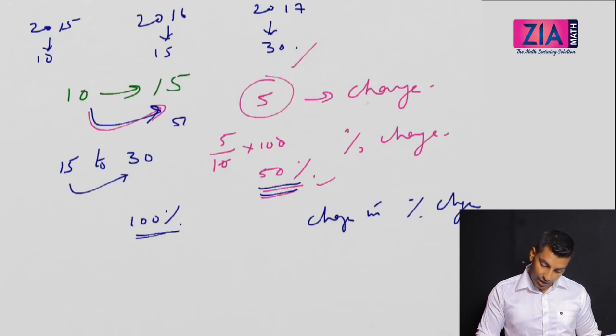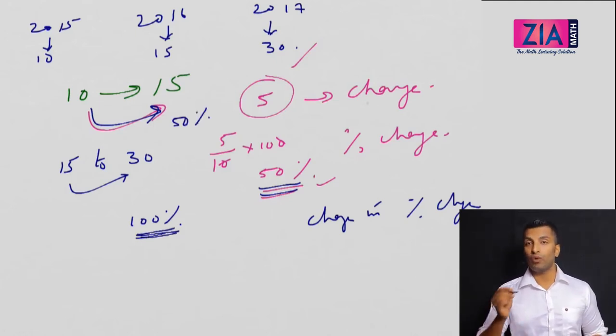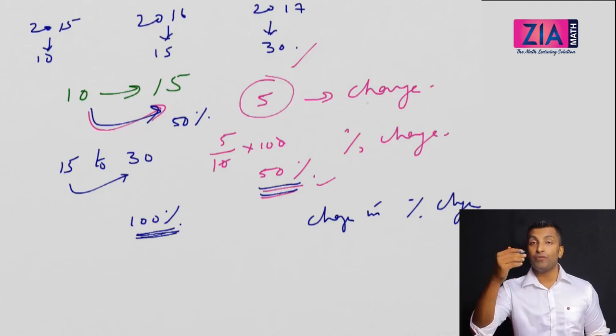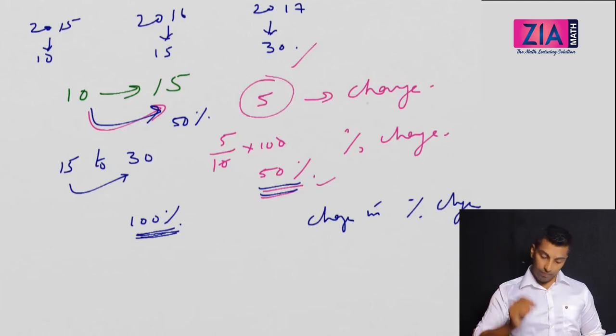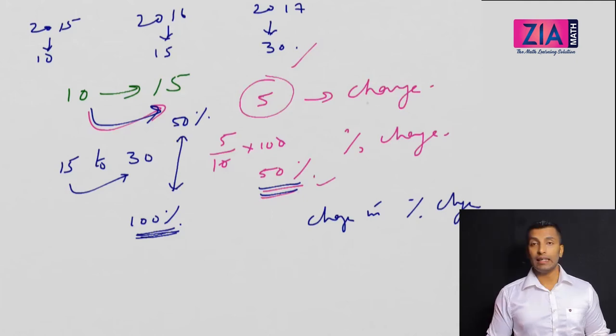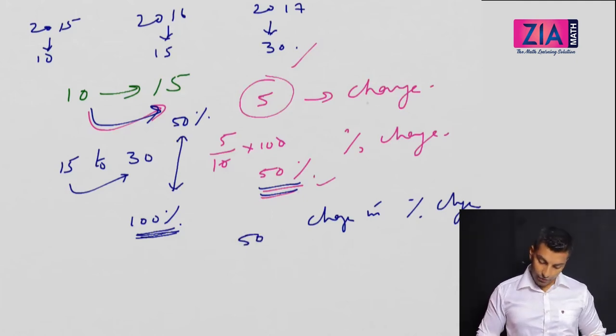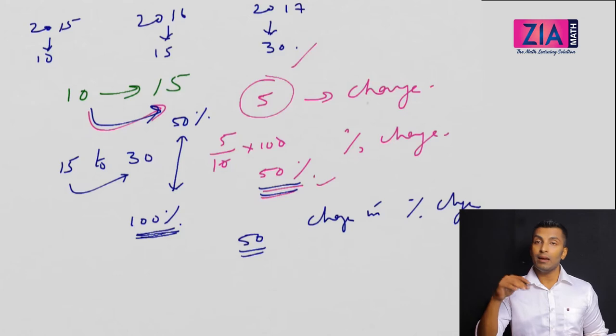So here I have 50% change, here I have 100% change. So if I ask you what is the change in percentage change, 50. Okay, so this is the difference. Change in percentage change is actually 50. Now what is the next category? Percentage change in percentage change.